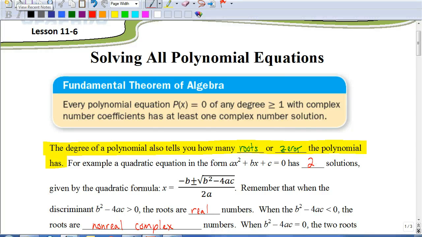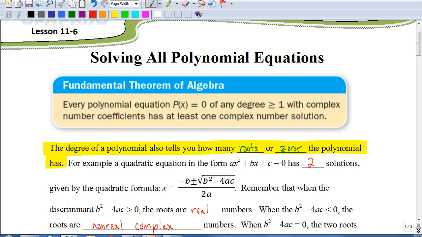Okay, in this video we're going to look at what's called solving all polynomial equations. Now, it's kind of deceiving by that title because really what we're going to be focusing on is how to figure out what kind of roots, what kind of solutions each polynomial has and how many solutions it has.